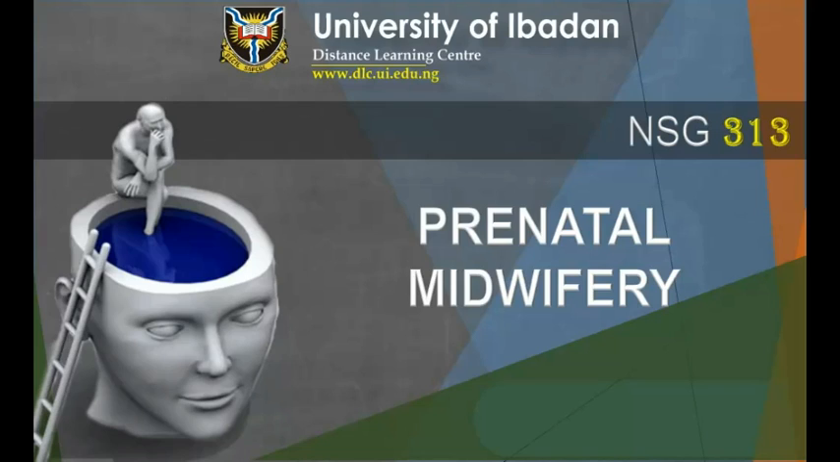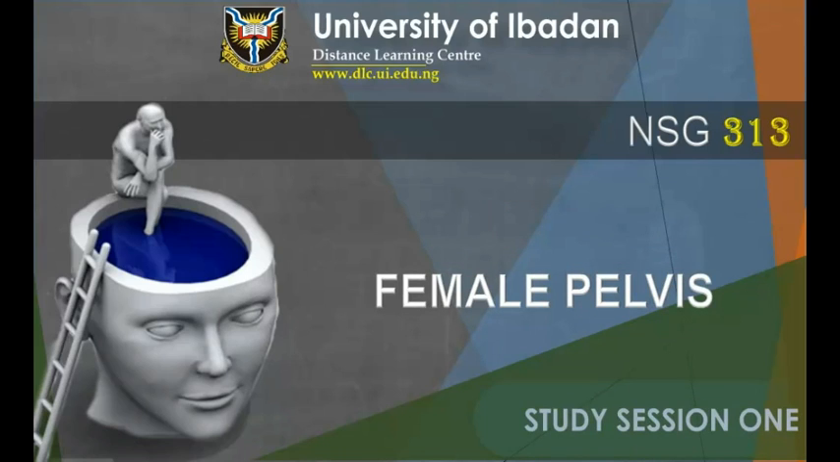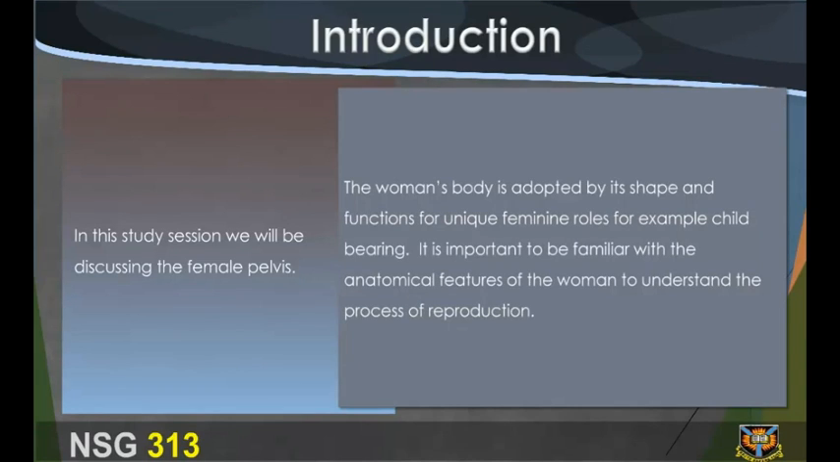Welcome to NSG 313, Prenatal Midwifery. Study Section 1, Female Pelvis. Introduction. In this study section, we will be discussing the female pelvis. The woman's body is adapted by its shape and functions for unique feminine roles, for example, childbearing. It is important to be familiar with the anatomical features of the woman to understand the process of reproduction.